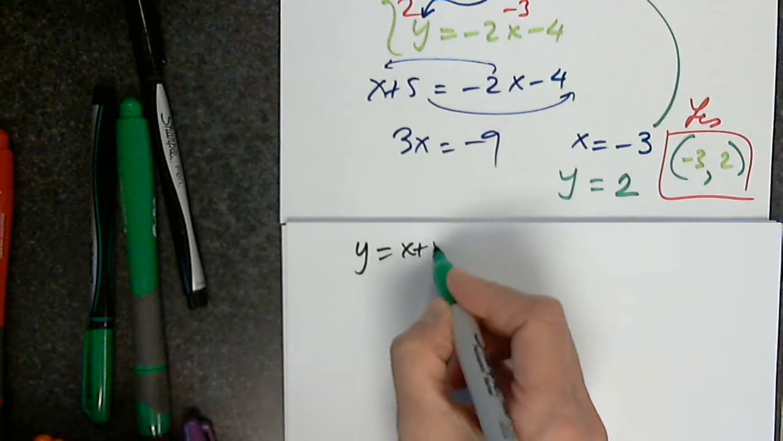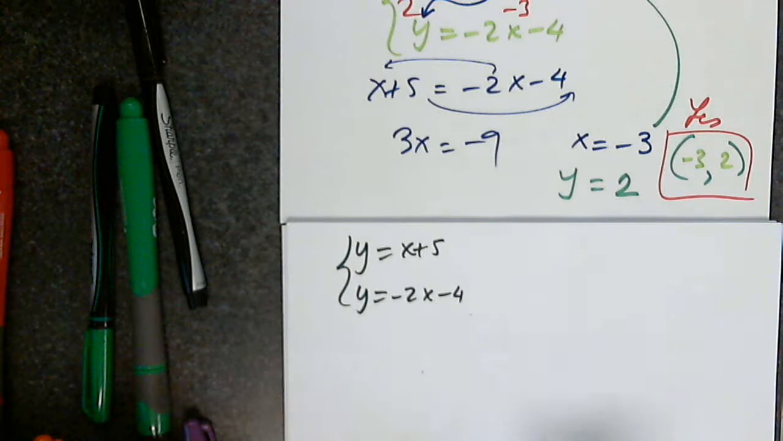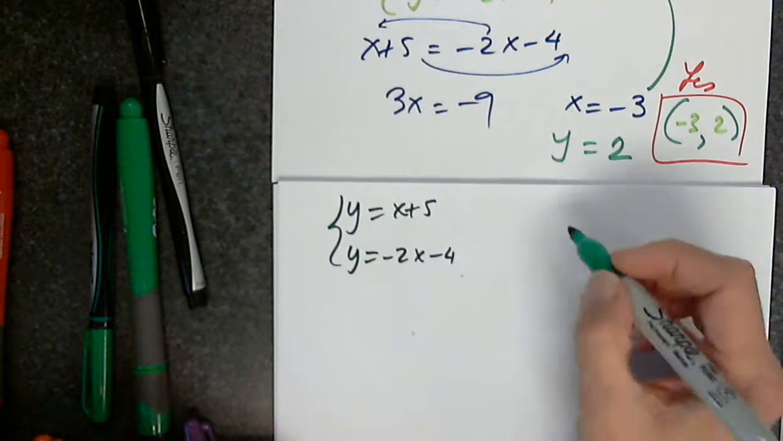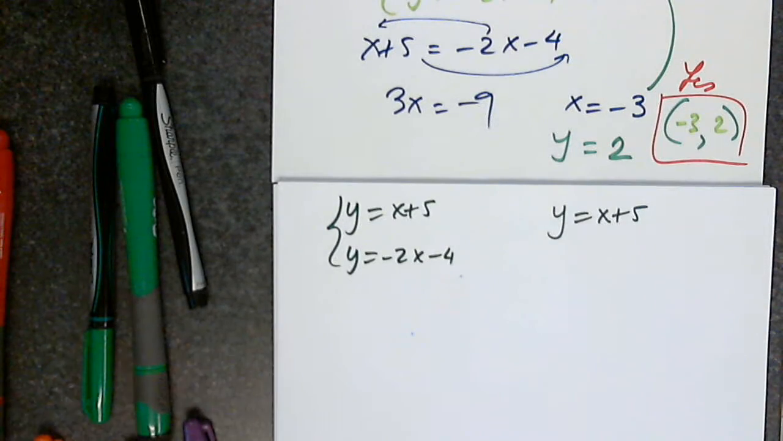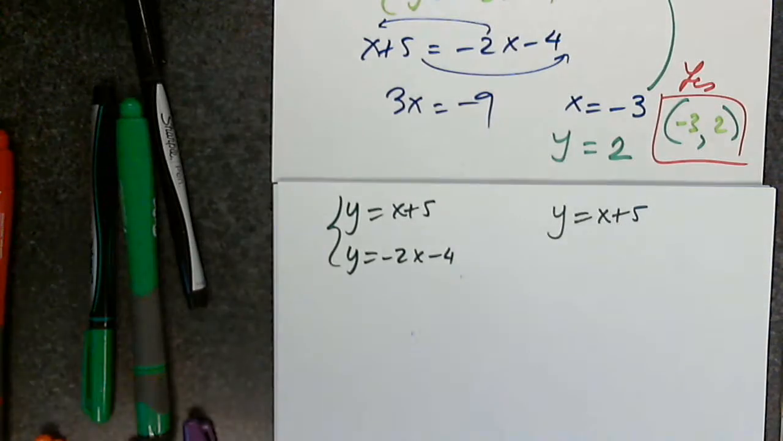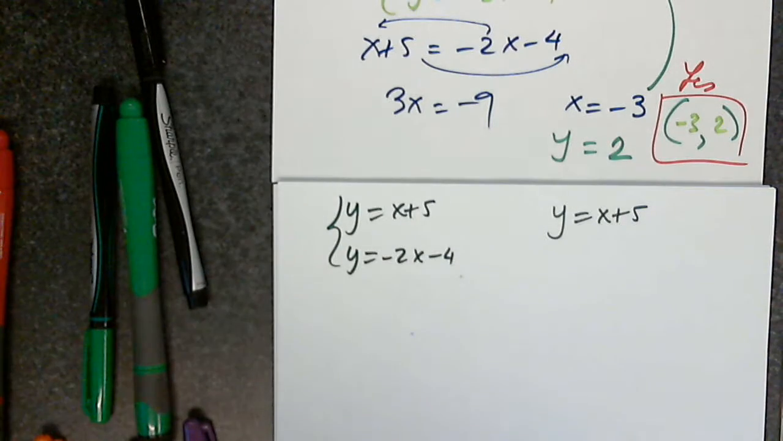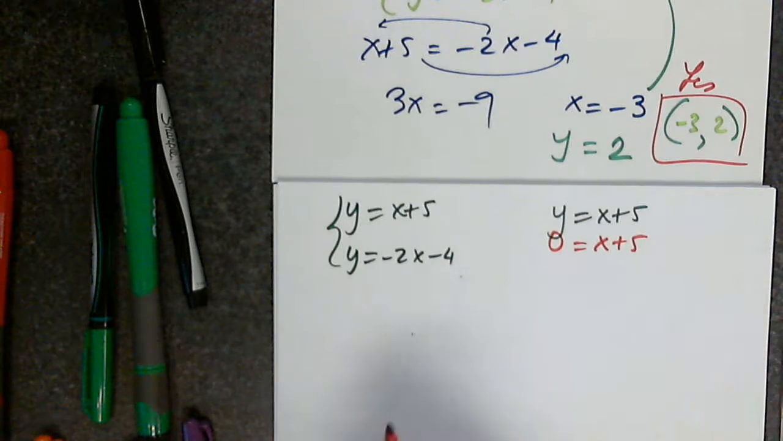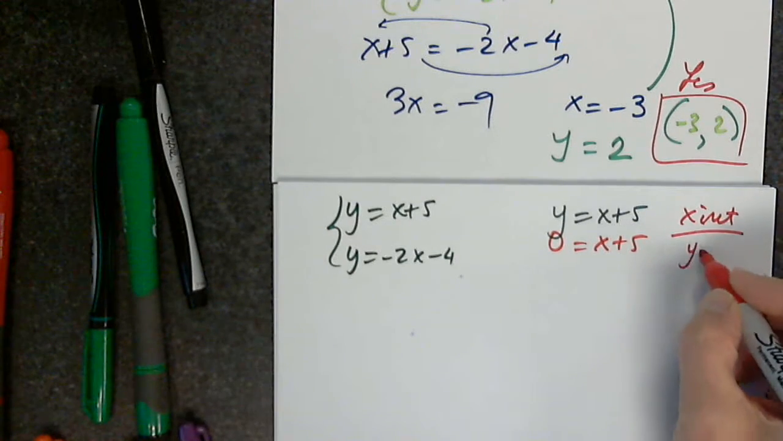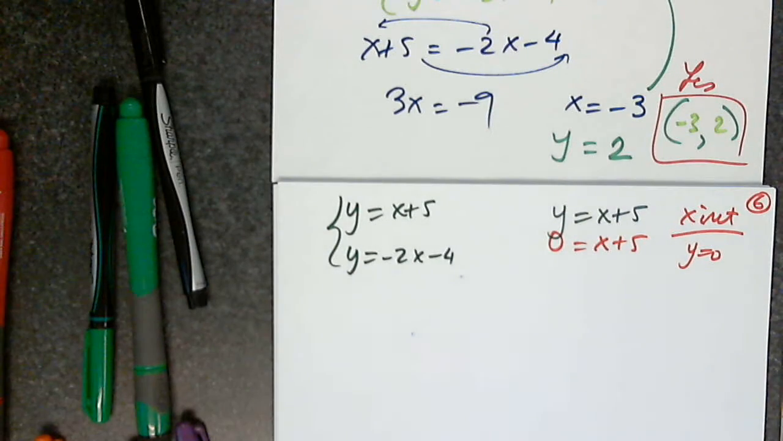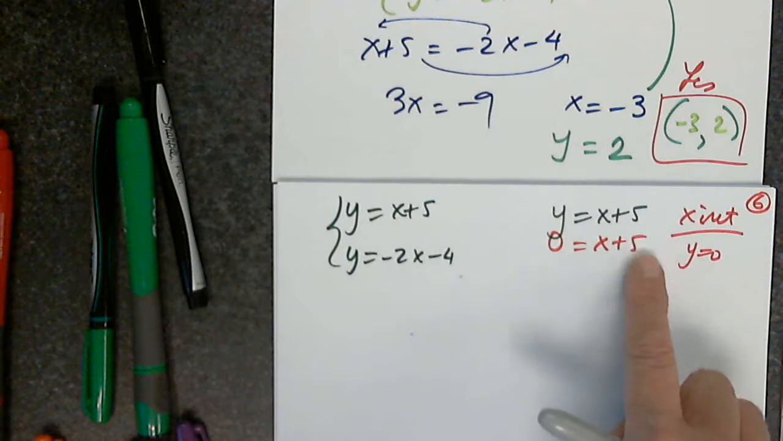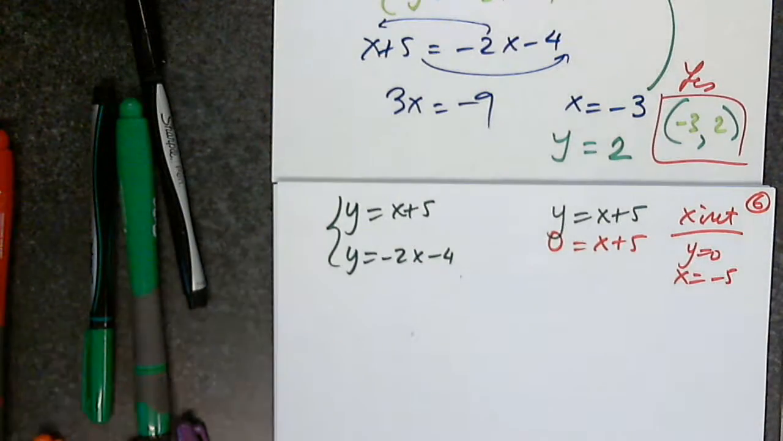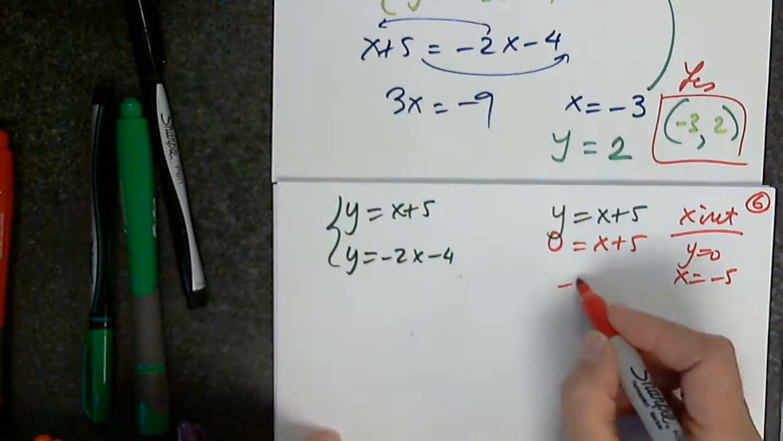So I have y equals x plus 5, and I have y equals negative 2x minus 4. Remember, x and y-intercepts. So I have y equals x plus 5. How do I determine the x-intercept? Yes, y equals 0. So when y is 0, 0 equals x plus 5. For the x-intercept, I have to make y equals 0. How much is x? Negative 5. When I move it to the other side, I change its sign, right? So it's negative 5, 0.